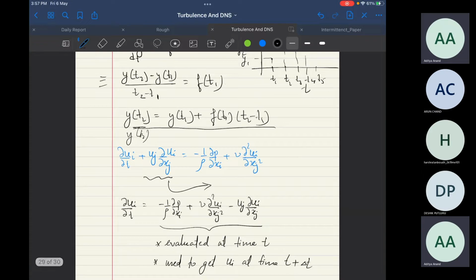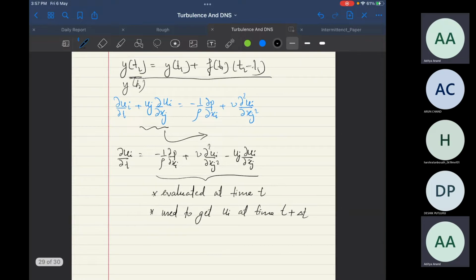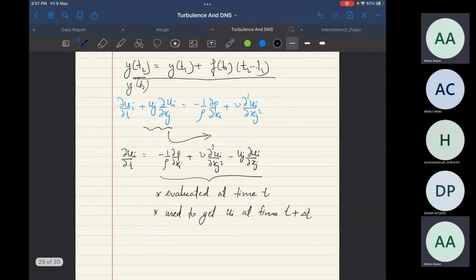Okay, so this can also be applied to your Navier-Stokes equation, which we have here. So what you do is you send the convective term to the right hand side. So we have it here, and then we have an equation like this. So your del u by del t is equal to this expression. Now this expression is evaluated at time t.